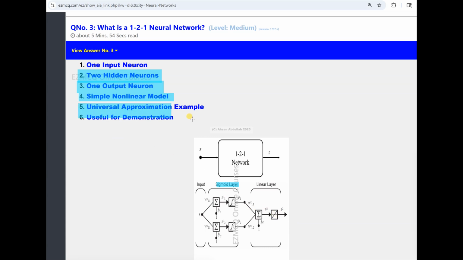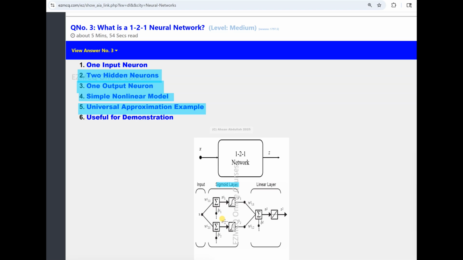So, what is a universal approximation example? This is also called a minimal example of the universal approximation theorem. What does that theorem state? It states that a neural network with even one hidden layer can approximate any continuous function, given there are enough neurons in that layer. This is one hidden layer. It shows that even small networks can be mathematically powerful.